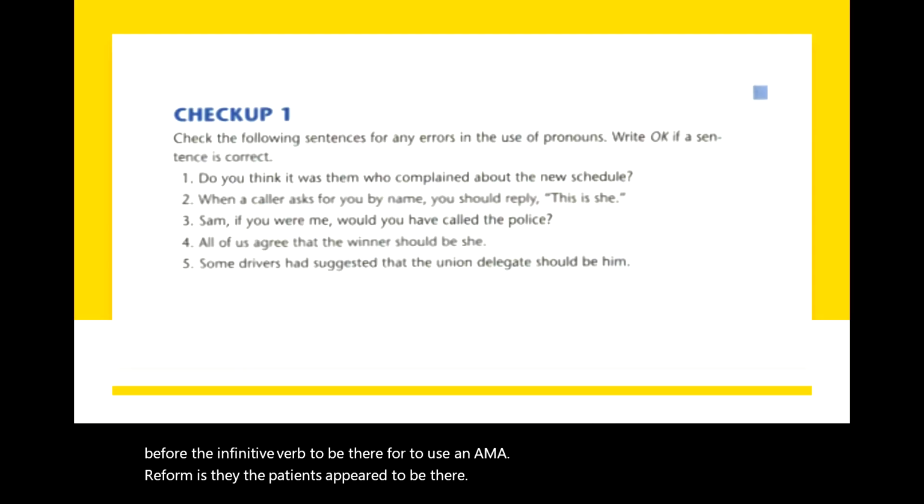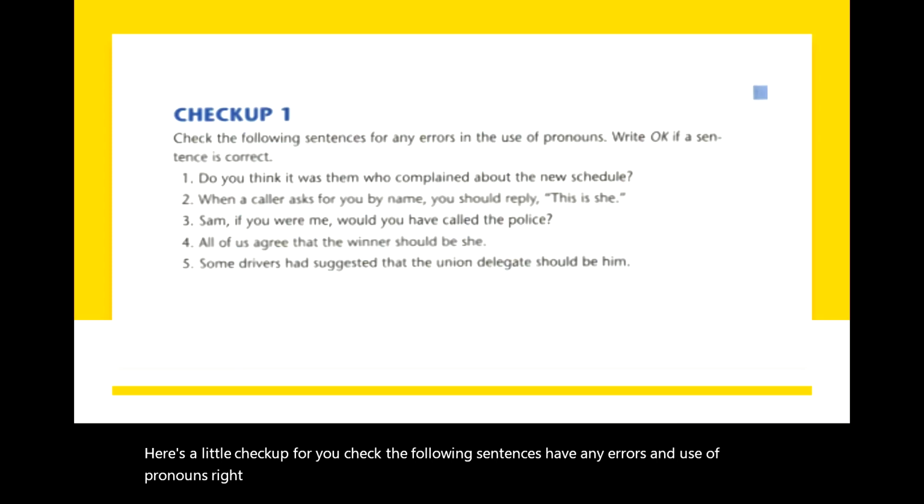Here's a little checkup for you. Check the following sentences for any errors in the use of pronouns. Write OK if the sentence is correct.